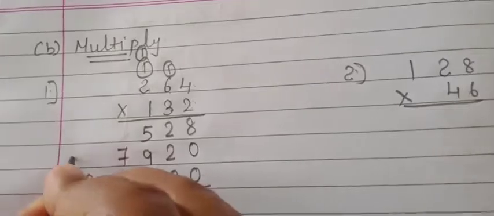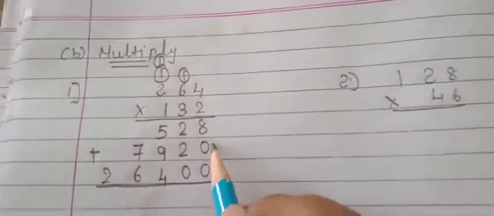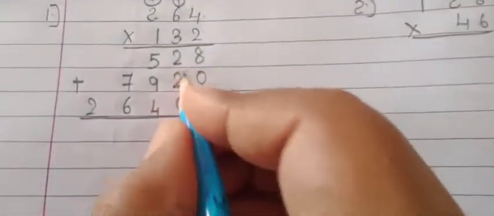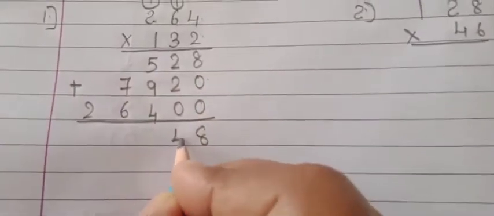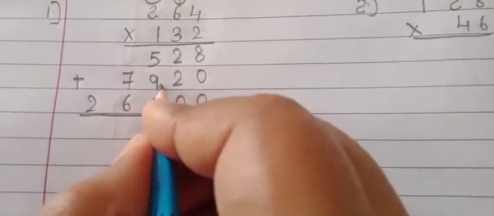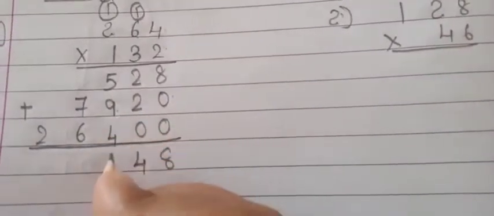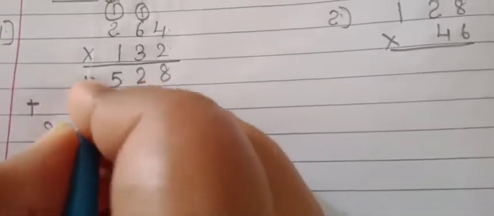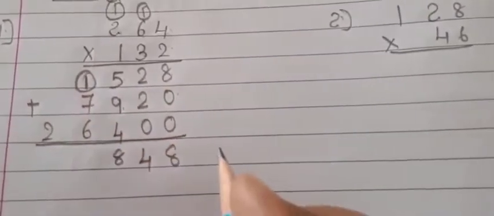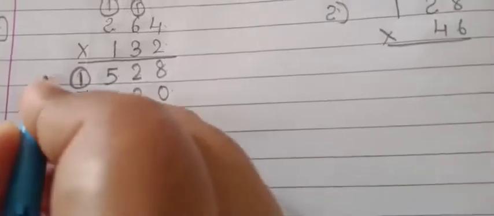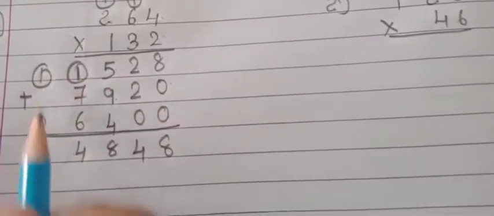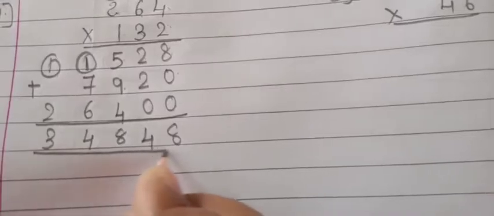Here what we have to do? We have to add. Now 8 plus 0 plus 0 is 8, then 2 plus 2 is 4, 4 plus 0 is 4. Now 5 plus 9 is 14, 14 plus 4 is 18, so 8 we will write down, 1 will be carried over. Now 1 plus 7 is 8, 8 plus 6 is 14, so 4 we will write down, 1 will be carried over. Now 1 plus 2 is 3, so our answer is 34,848.